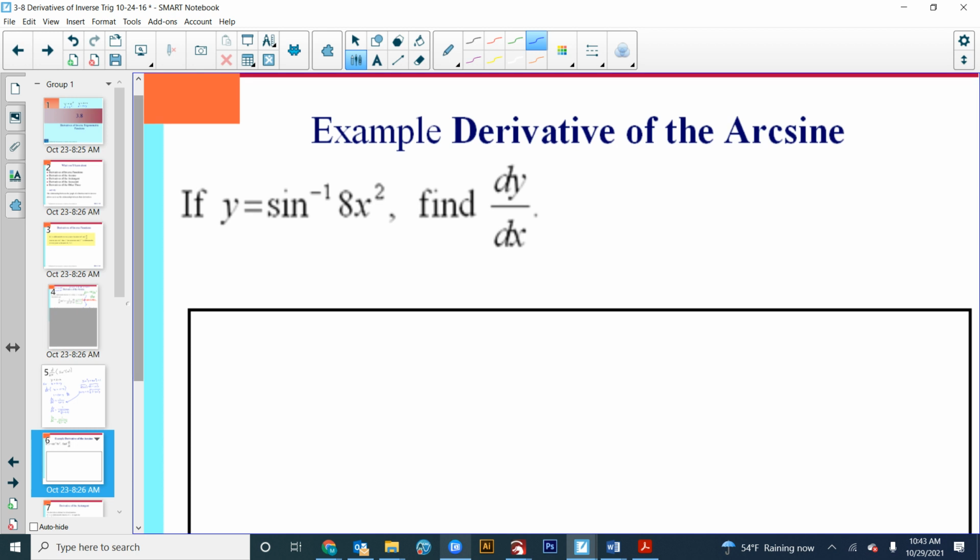Is that 8 times x squared, or is that 8x being squared? 8 times x squared, or else there would need to be parentheses. So let's go ahead and use our template.